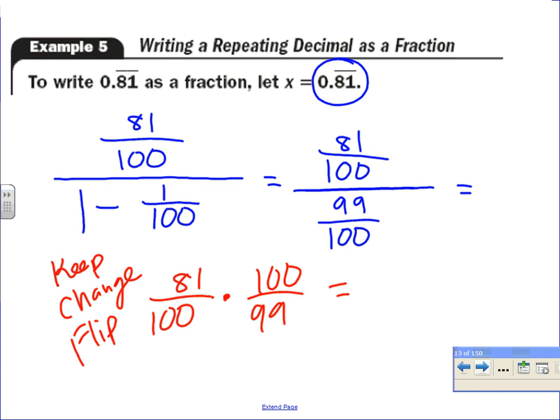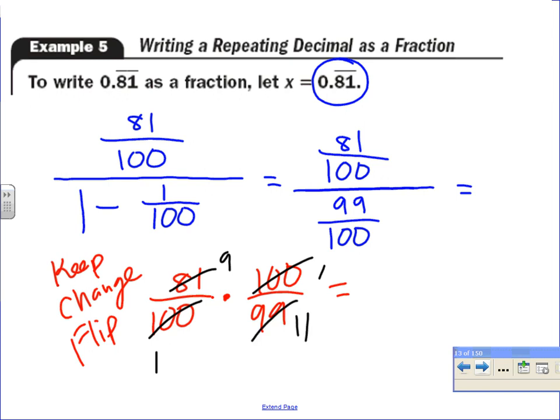What can we do here, Briar, before we multiply? Good. What can we cross simplify? Good. They go into each other one time. What else can we cross simplify? Justin? You mean by 9? Okay.